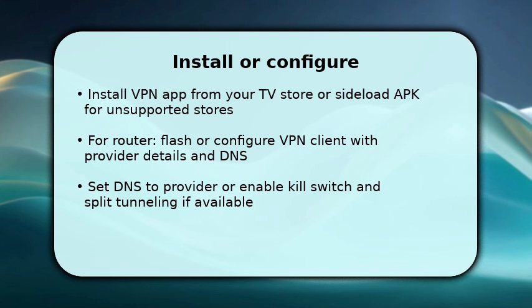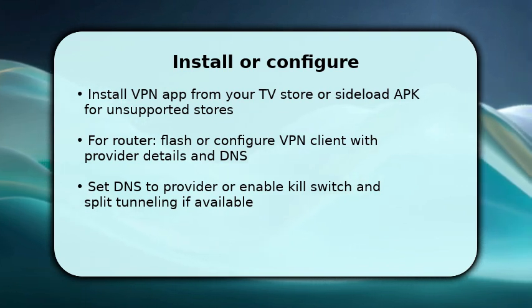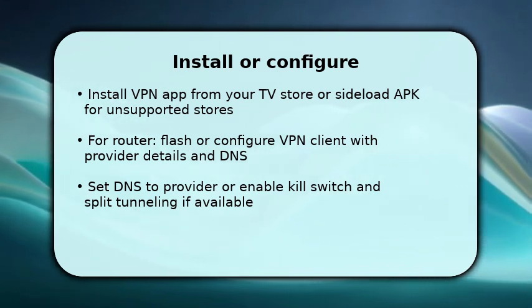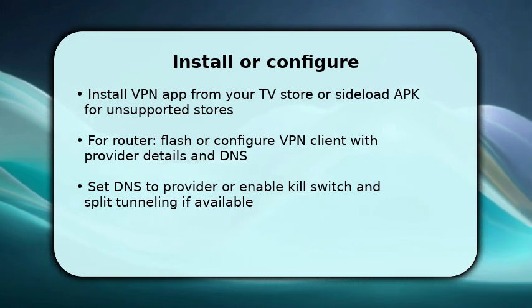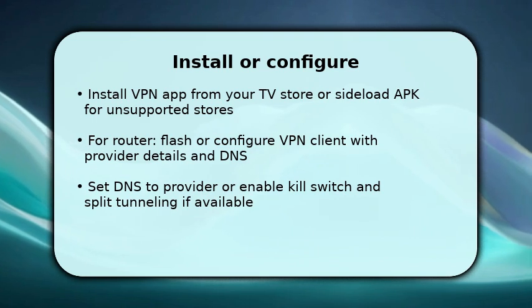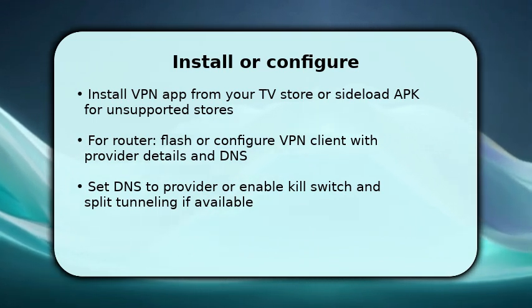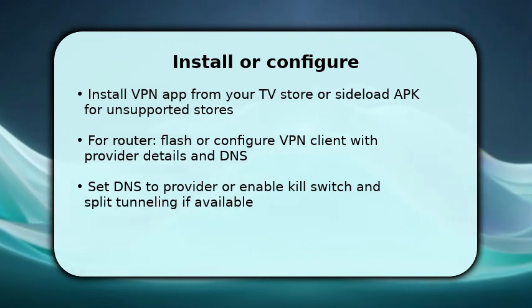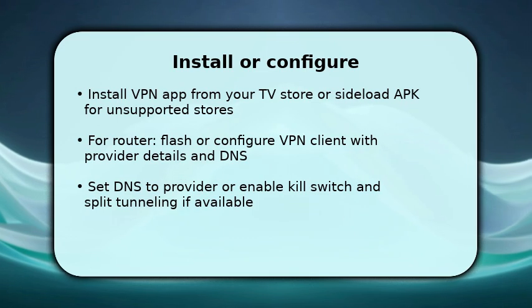For a router install, log into the router, add the VPN client configuration from the provider, set correct DNS, and save. Make sure split tunneling or a kill switch is enabled if you need local access while protecting streaming apps. Once configured, reboot the router and the TV to apply changes.